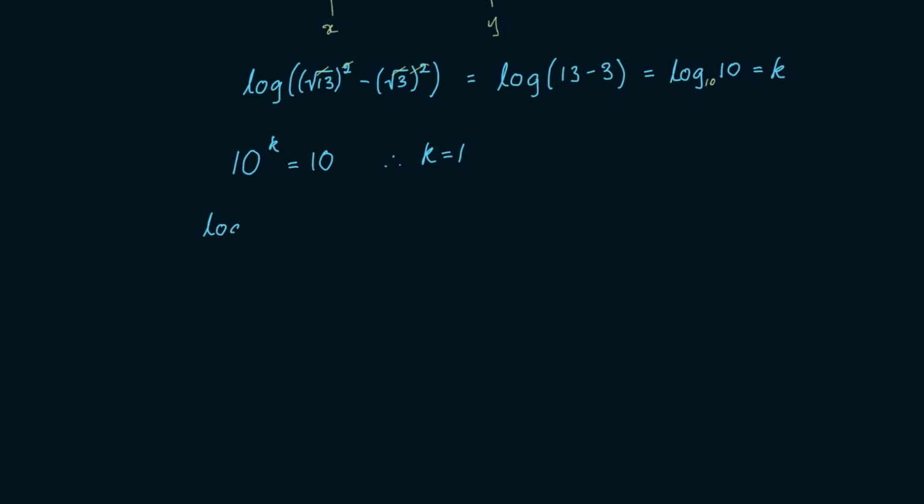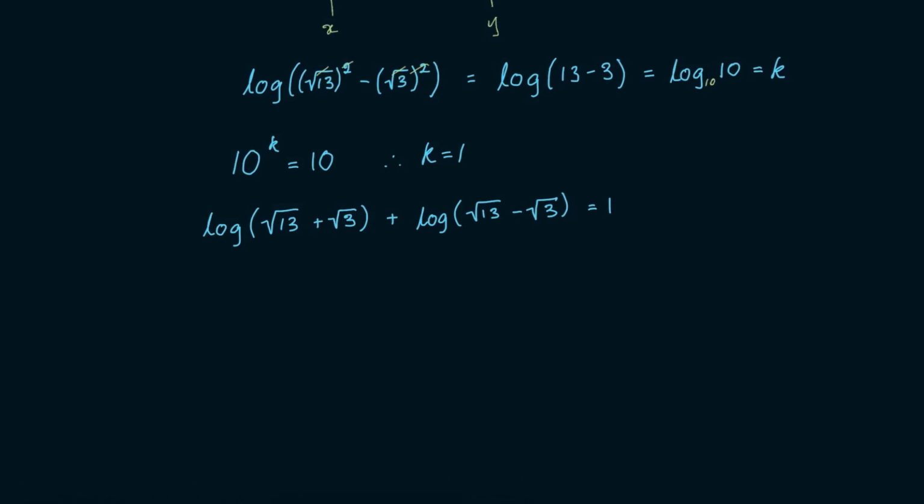So, we have that the log of the square root of 13 plus the square root of 3 plus the log of the square root of 13 minus the square root of 3 is equal to 1.